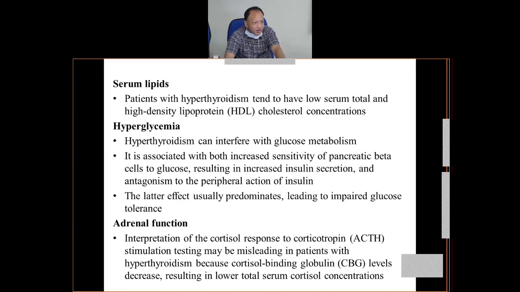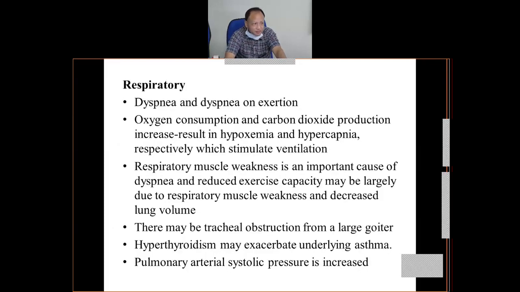Adrenal function: the interpretation of the cortisol response to corticotropin, the ACTH stimulation test, may be misleading in patients with hyperthyroidism, because cortisol binding globulin levels decrease, resulting in lower serum cortisol concentrations. Respiratory system: there will be dyspnea and dyspnea on exertion.